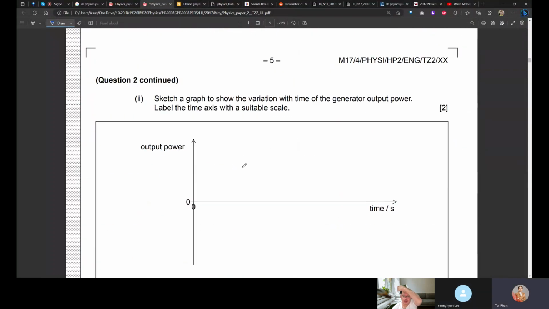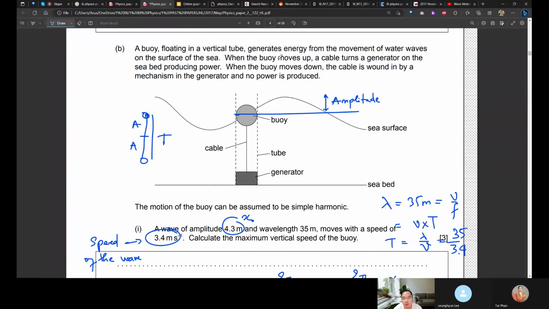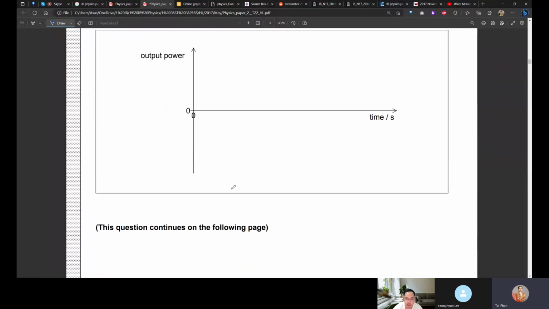Scale the graph to show the value with time to generate the output power level over time with a suitable scale. The output power cannot be negative. The power is produced only when the buoy is moved up. When the buoy is moved up, the cable turns the generator on, producing power. And when the buoy goes down, it does not produce power, and therefore the power is a peak like this, a sinusoidal pulse like this, separated by half the period. A sinusoidal wave with half the period.